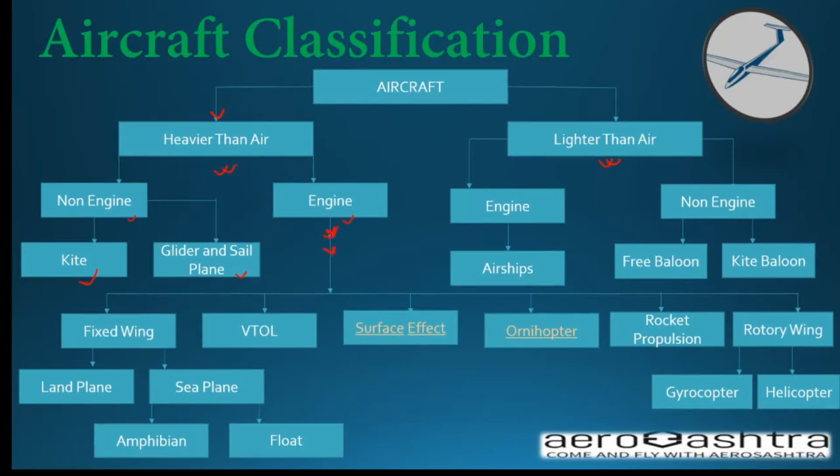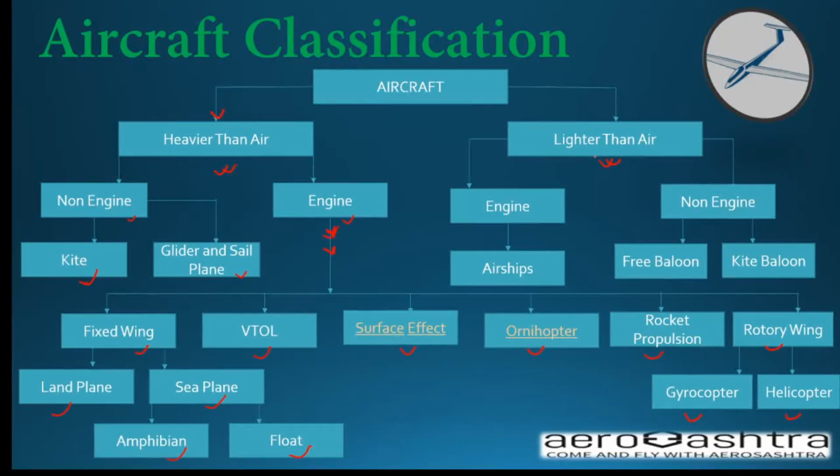heavier than air. So basically this contains fixed wing, VTOL, surface effect, ornithopters, rocket propulsion, rotary wings. And rotary wings contain gyrocopter, helicopter, and in fixed wing, land planes. We know what land planes are. Seaplanes, basically, contain amphibian and floating kind of aircraft.